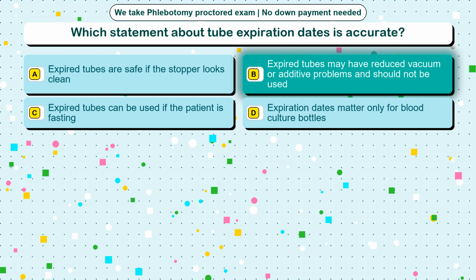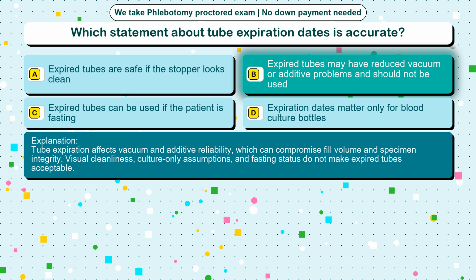The correct answer is option B. Expired tubes may have reduced vacuum or additive problems and should not be used. Tube expiration affects vacuum and additive reliability, which can compromise fill volume and specimen integrity. Visual cleanliness, culture-only assumptions, and fasting status do not make expired tubes acceptable.